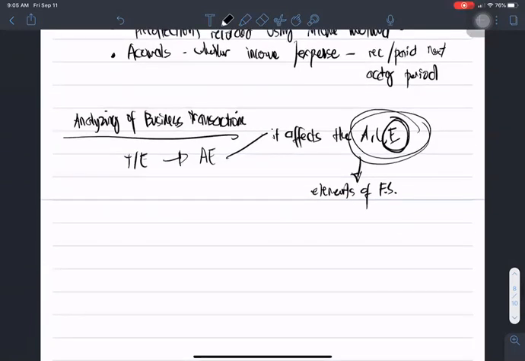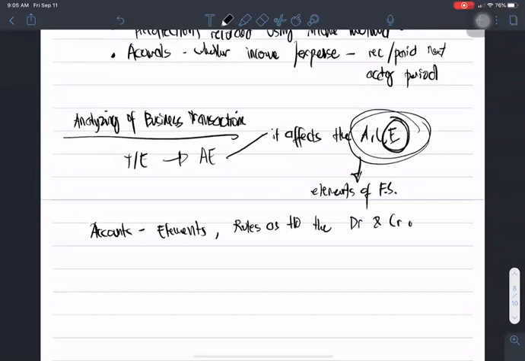Before we proceed further in analyzing a business transaction, we need to know the accounts. We need to know the accounts by virtue of the elements. And of course, what are the rules as to the debit and credit of these accounts. Okay, so again, we have your accounts, which are your different elements, and then we need to learn also the rules as to the debit and credit of these accounts.